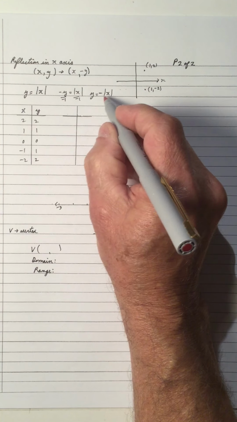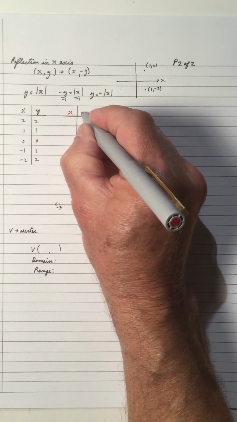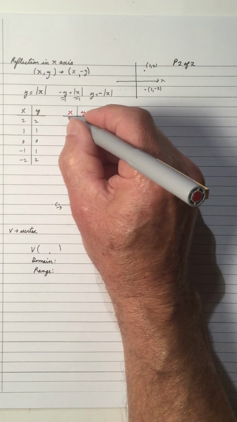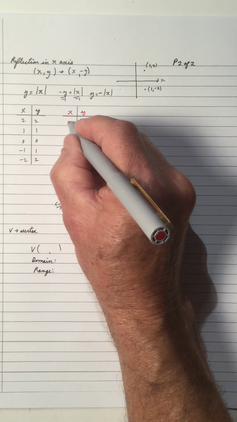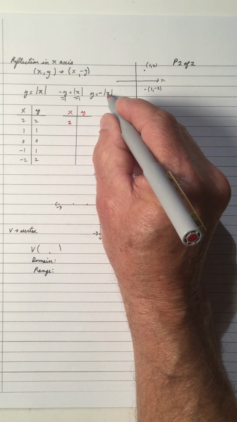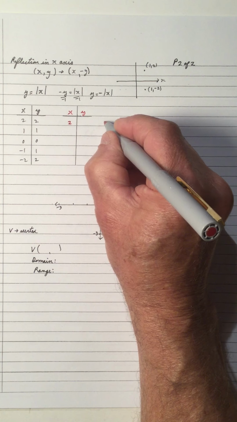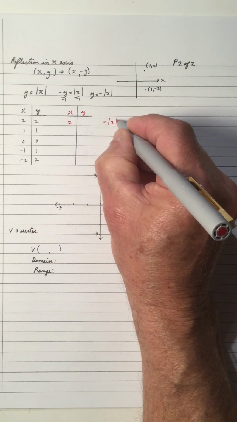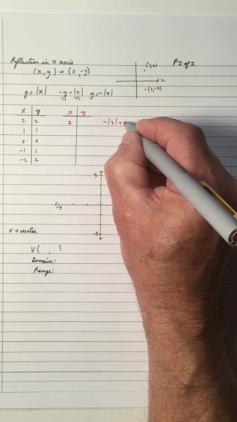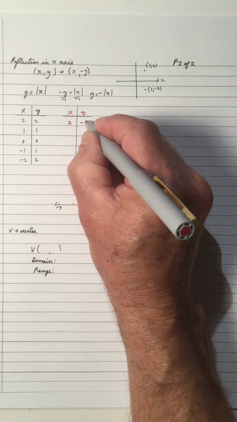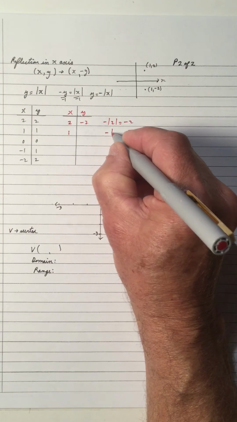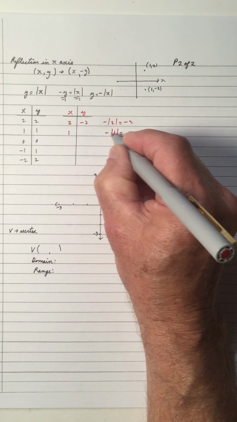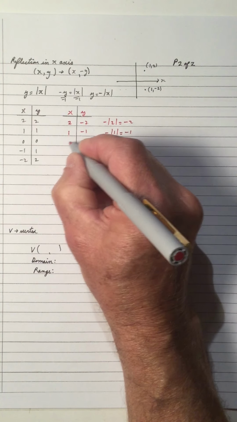So let's look at the reflection. I'm putting the reflection in the red ink. So we have x is 2. If x is 2, put 2 here. So we get the negative of 2. The absolute value of 2 is 2, so it's still negative. We're going to put a 1 in, so we get the negative of the absolute value of 1. The absolute value of 1 is 1, so that's negative 1.